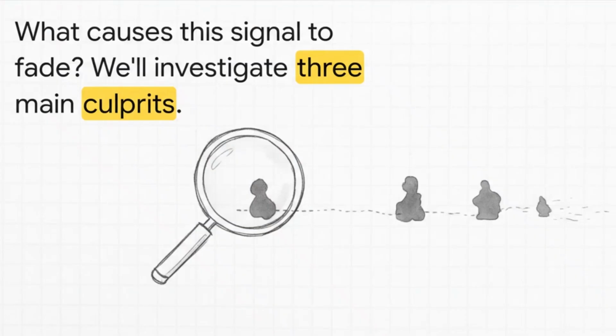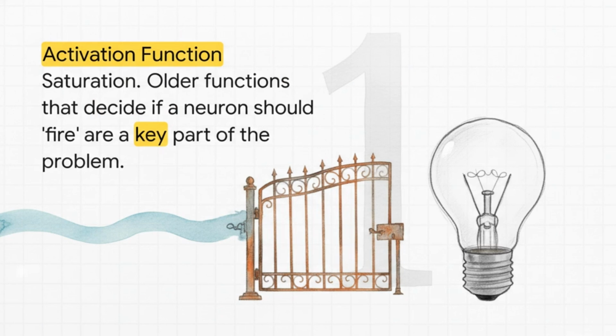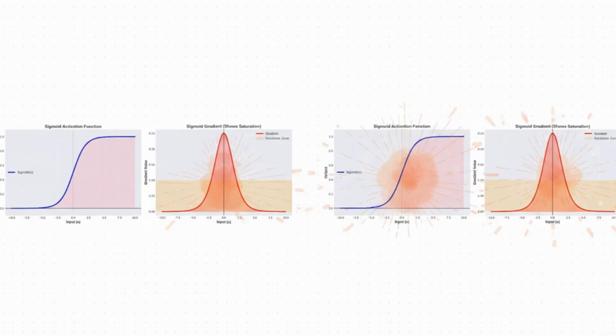So, what's causing this signal to just die out? Turns out there are three main culprits on our list. Okay, culprit number one, old school activation functions. These are the things that decide if a neuron even fires. See that graph on the right? The gradient is basically zero everywhere except for that one tiny little spike.